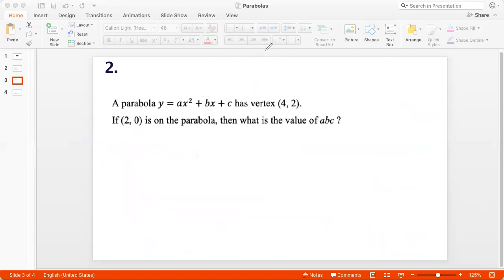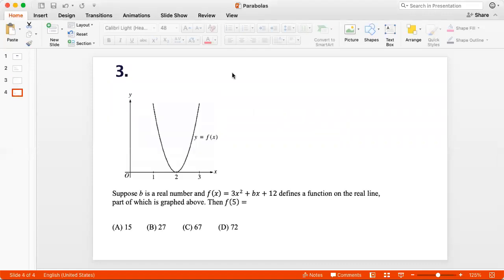Let's go to the next problem. So here b is a real number and f(x), whose graph is given to us, is 3x² + bx + 12. Part of the graph is shown here. What is f(5)? So I think the first thing we can do is to find b, because we know that the graph passes through (2, 0). So if I put this point in this equation, I can get b.